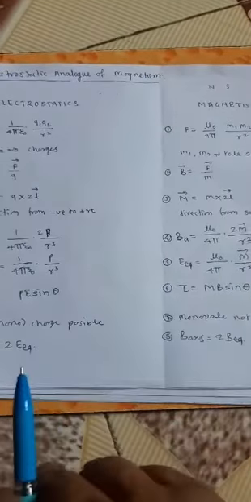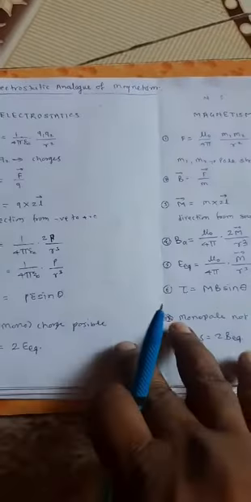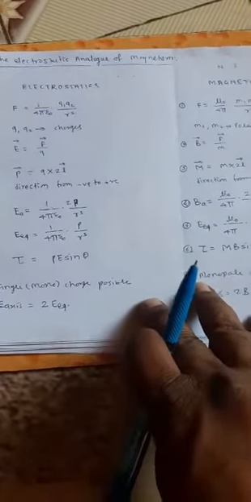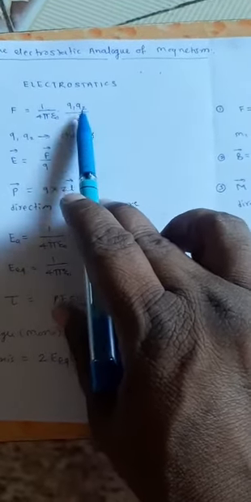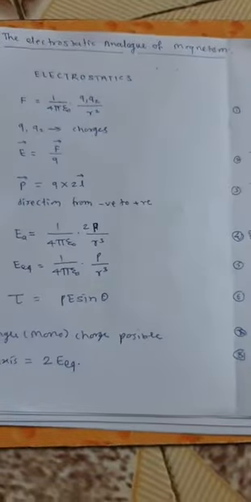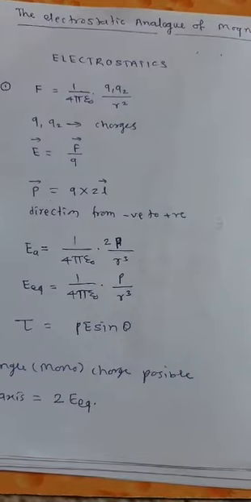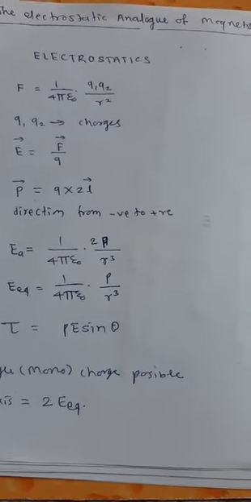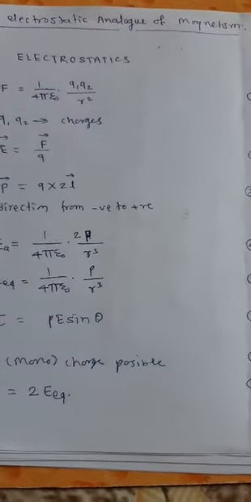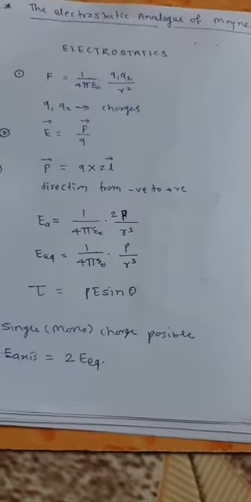The force of attraction or repulsion between any two charges is given by Coulomb's law. F is equal to 1 upon 4 pi epsilon naught q1 q2 divided by r square, where 1 upon 4 pi epsilon naught is constant, q1 is the magnitude of the first charge, q2 is the magnitude of the second charge, and r is the distance between the two charges.